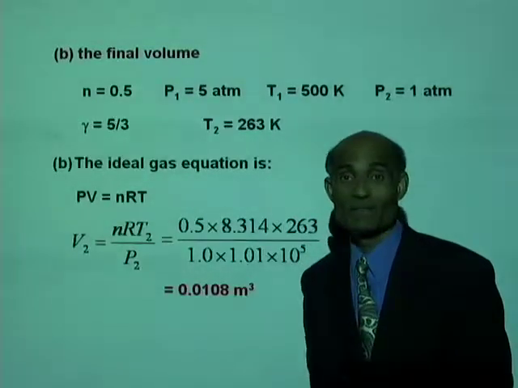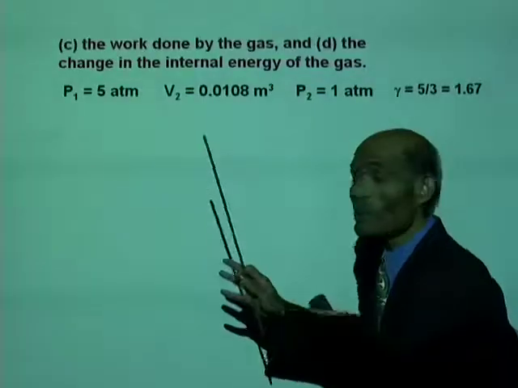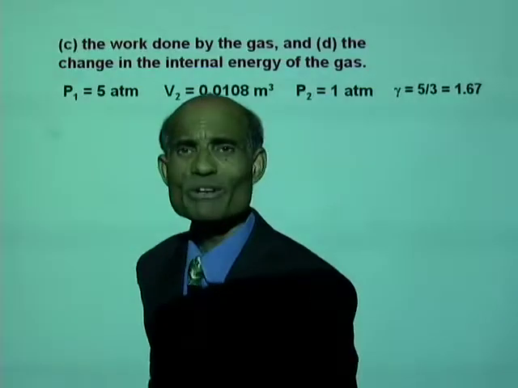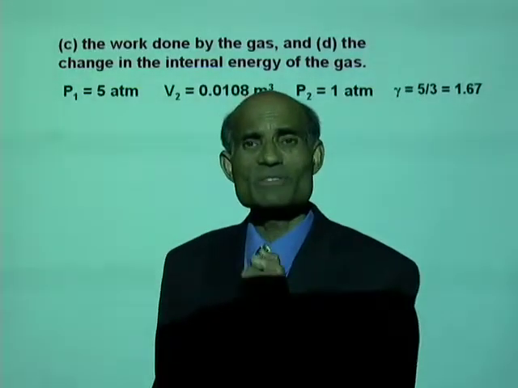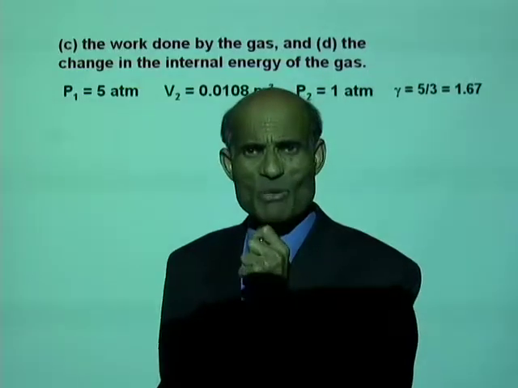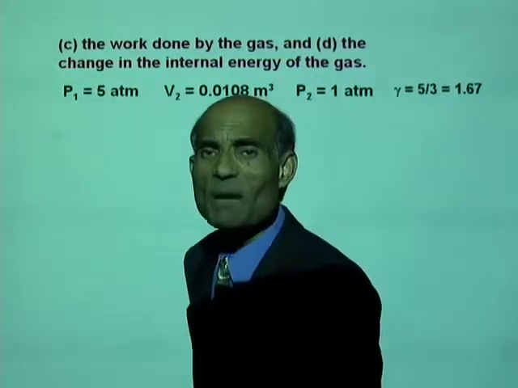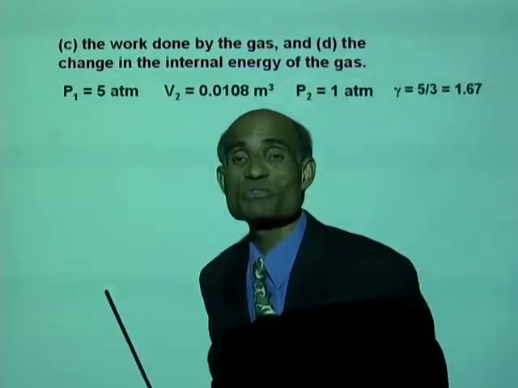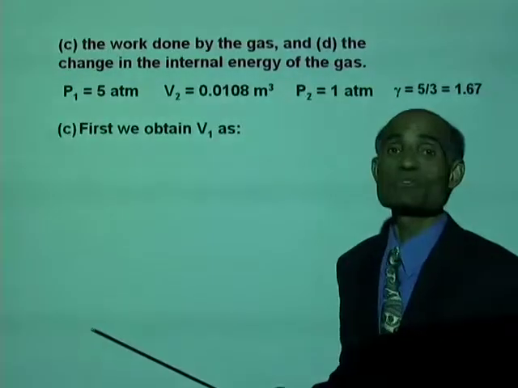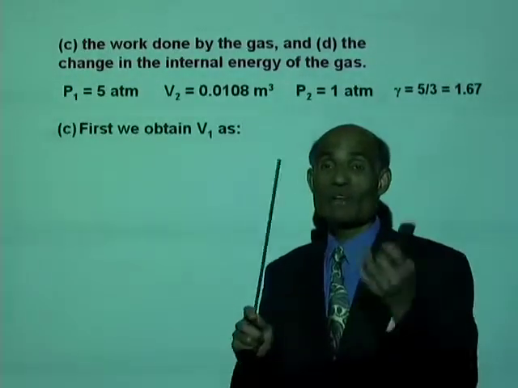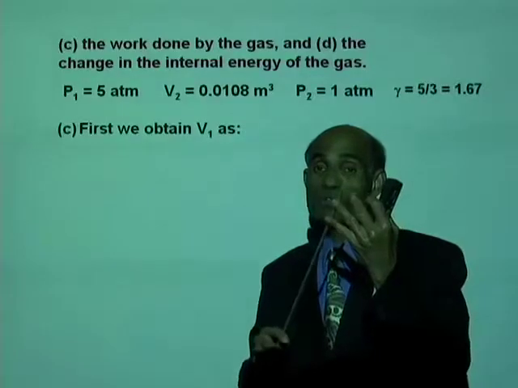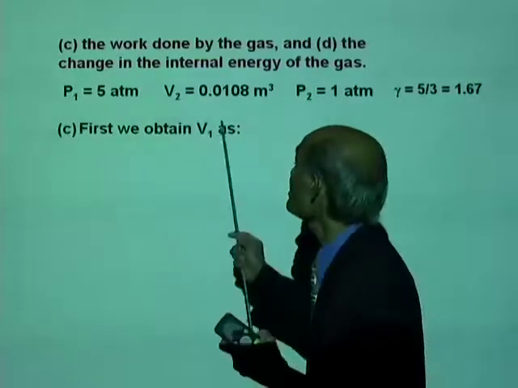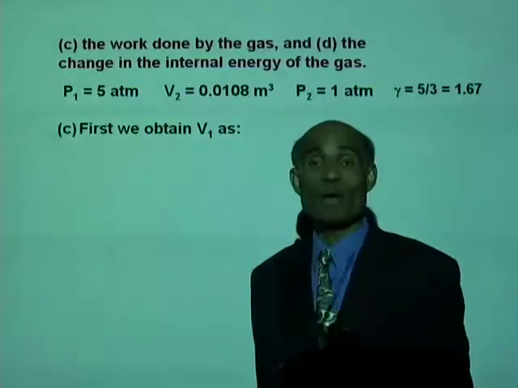What is the next thing that we need to do in this problem? Find the work done. Well, actually we have all ingredients needed for the work done. Do you remember the equation for the work done for an adiabatic process? I thought it was a simple equation. Work done in an adiabatic process is P1 V1 minus P2 V2 over gamma minus 1. For that, we've got P1, we've got P2, we've got V2, but we don't have V1. That means we need to now go and solve for V1.